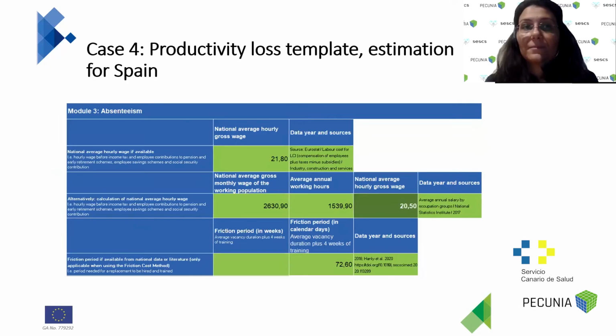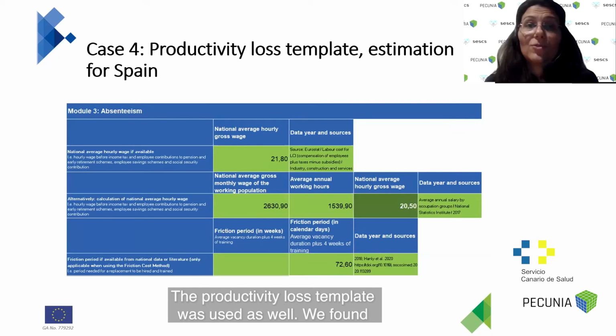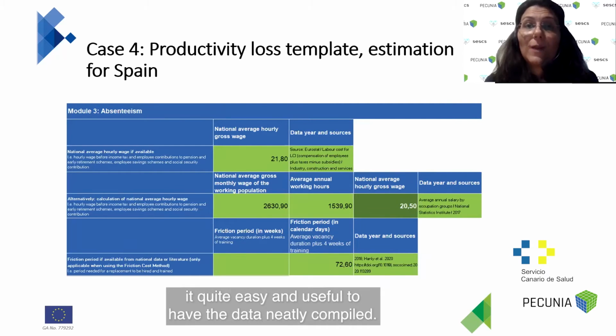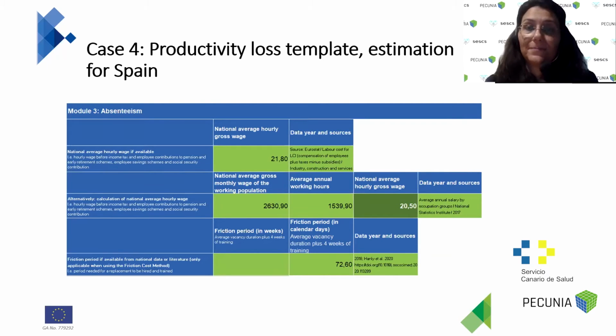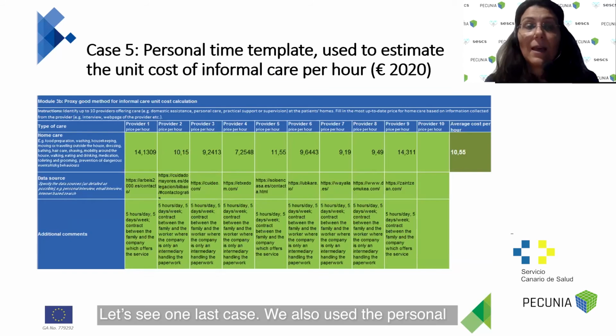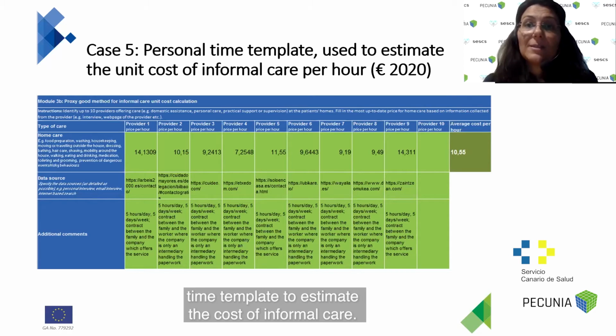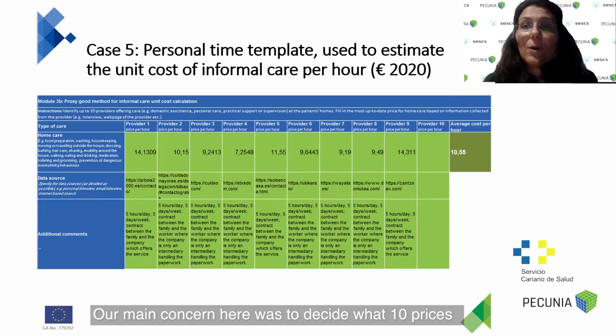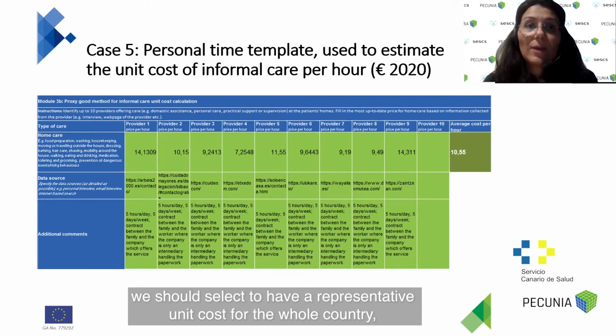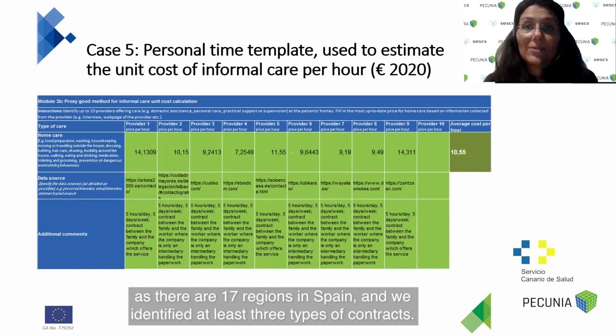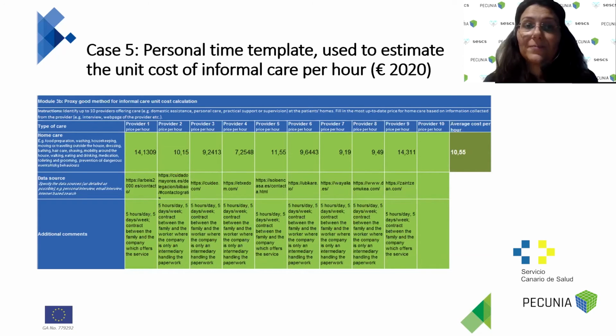The activity loss template was used as well. We found it quite easy and useful to have the data neatly compiled. Let's see one last case. We also use the personal time template to estimate the cost of the informal care. Our main concern here was to decide what prices we should select to have a representative unit cost for the whole country, as there are 17 regions in Spain, and we identified at least 3 types of contracts.